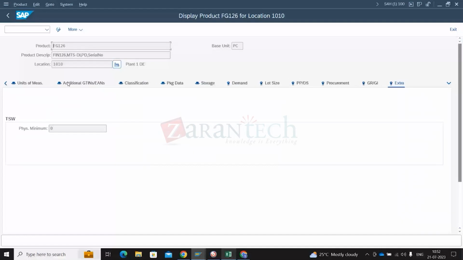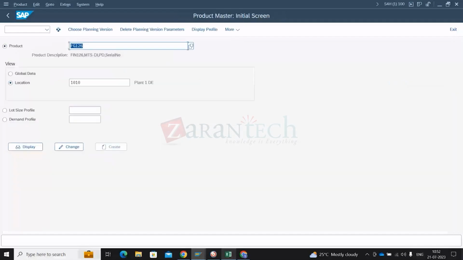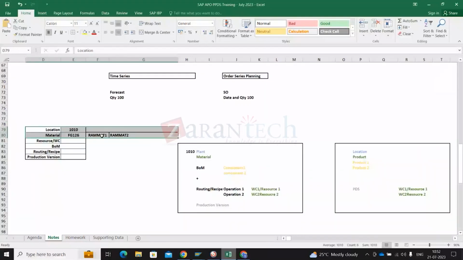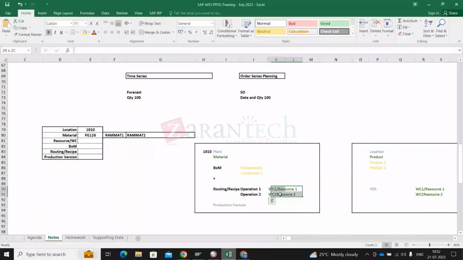So this way we have gone through the important sections of a material master, the product master that we call in APO or PPDS. So we have covered the location, material, and raw material part. It all comes under material master. Now we will set up two resources. We decided to create a recipe routing later, right? We'll create two resources so that we can use them later. Then we will create a BOM so that we can use these raw materials, and ultimately we will create a production version later.